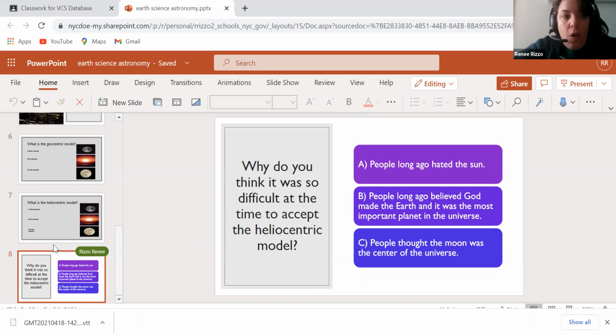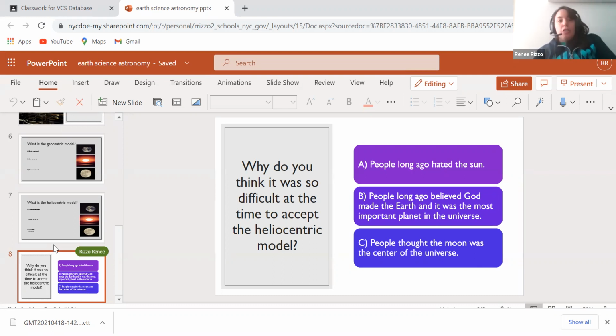So the answer choices are A, people long ago hated the sun. B, people long ago believed God made the earth and it was the most important planet in the universe. Or C, people thought the moon was the center of the universe. So the correct answer here would be B. People long ago believed God made the earth and it was the most important planet in the universe.